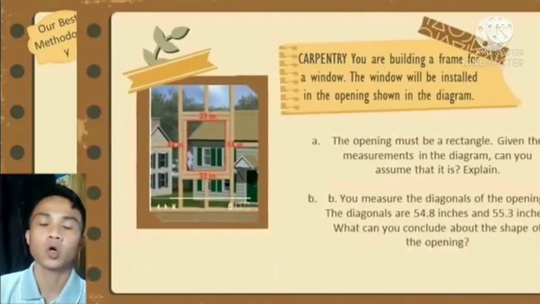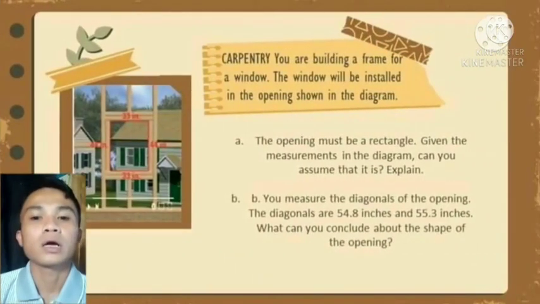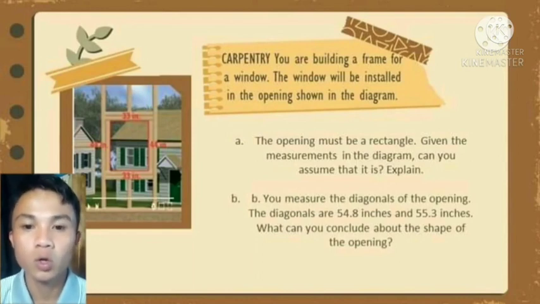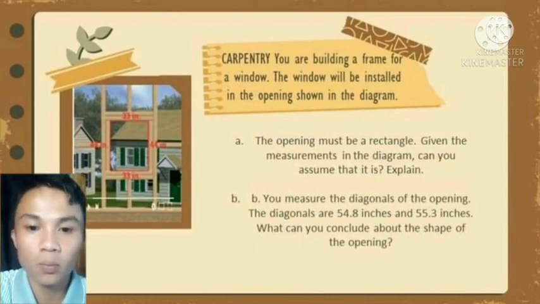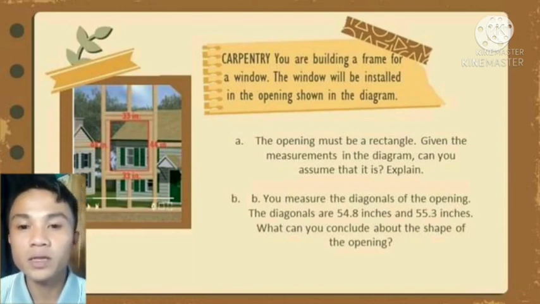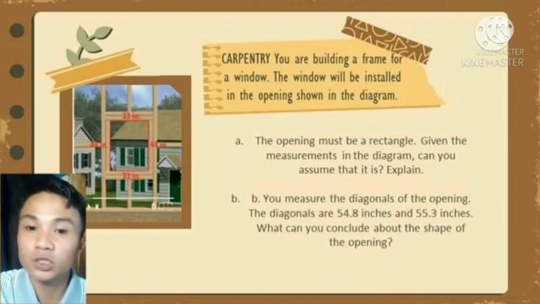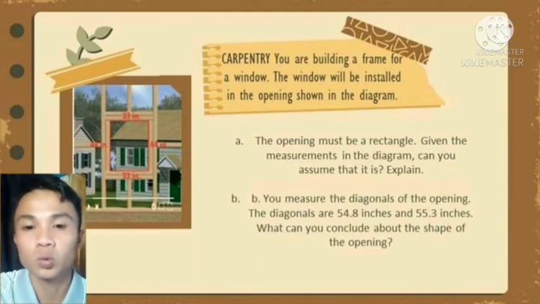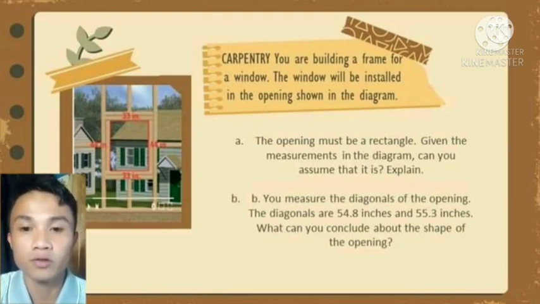let us another example. So, carpentry, you are example natin is yung carpentry. So, you are building a frame for a window. So, the window will be installed in the opening shown in the diagram. So, ito yung question. So, the opening must be a rectangle. So, rectangle siya. So, given the measurement in the diagram, can you assume that it is, so, explain your answer.